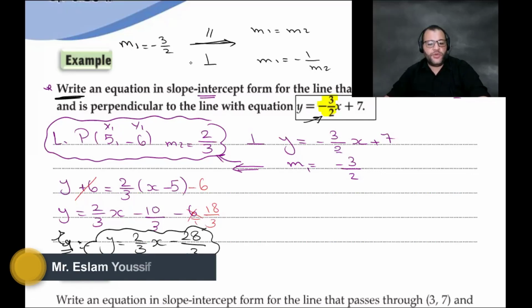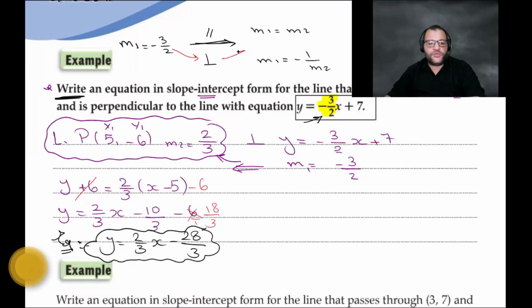What is the relation between the two lines? They are perpendicular, so we have to find the inverse. The first one is negative, so the second will be positive, 3 over 2... then we find its multiplicative inverse, so it will be positive 3 over 2. So M2 now. Now we have a point, which is (5, negative 6), and M2.